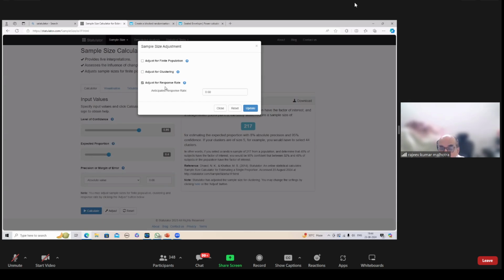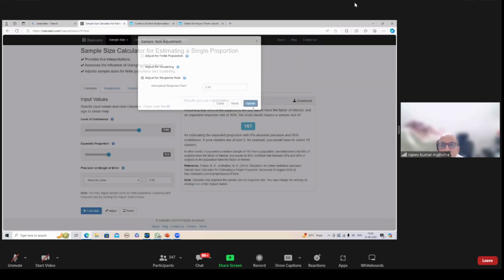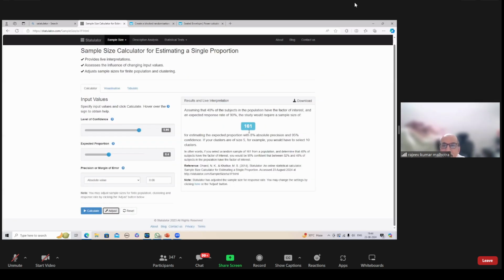Now the third adjustment is the adjustment of response rate. Here it is a non-response rate. You must care about what your response rate is. So if my non-response rate is 10%, then I put here 90%. That is the anticipated response rate for that one. I will click that, my sample size will go from 145 to 161.